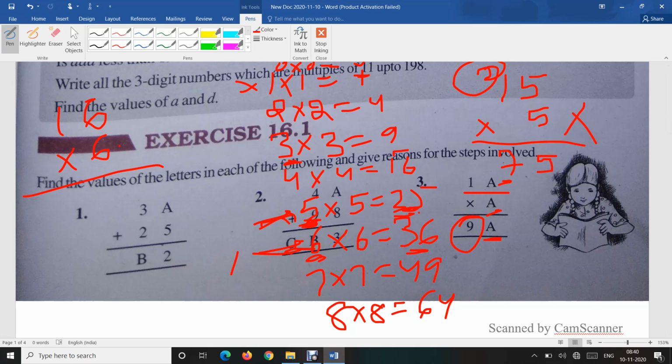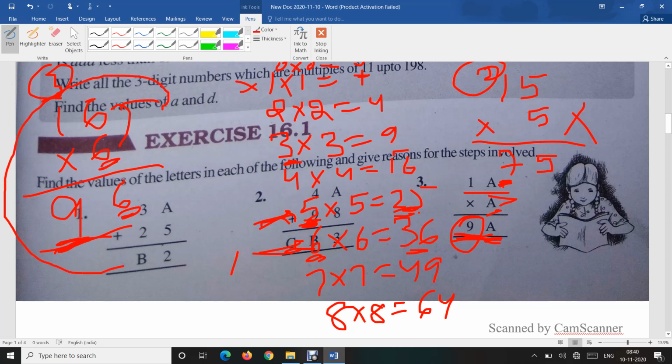Now 6 6s are 36, that means 6 is here and 3 is carry forward. Then 6 1s are 6, 6 plus 3 is equal to 9. Yes, satisfying. Here we have 9 at the tens place, and also here we have 9 at the tens place, and here a is 6, a is 6, and also a is 6. So this 6 is completely satisfying this situation. That means the value of a is 6 here. Hope you understand this also.